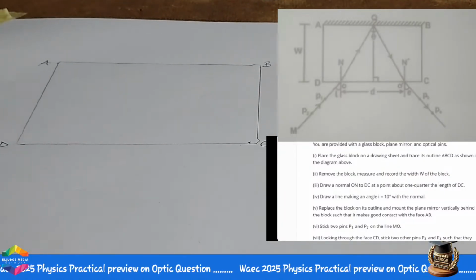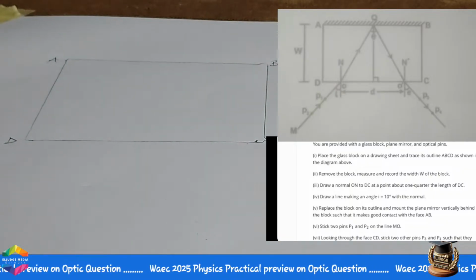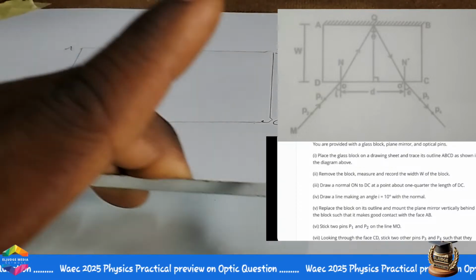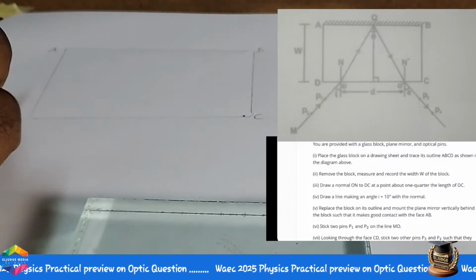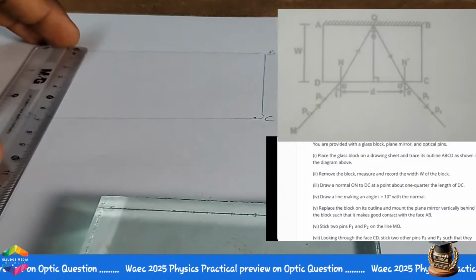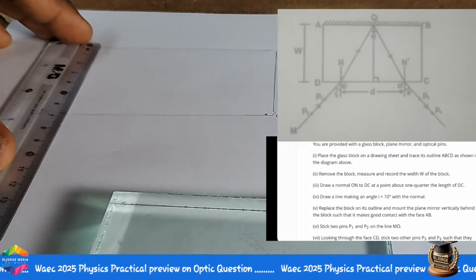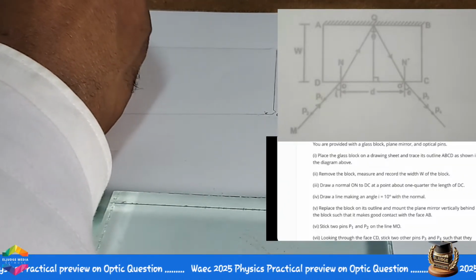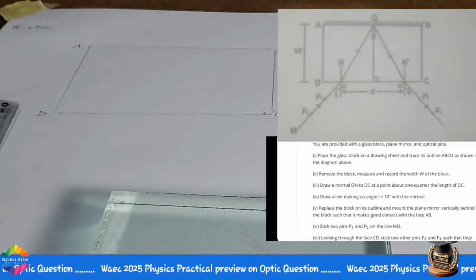Now the next instruction. Everything in physics practical is just following the instructions given. Remove the glass block. I've done that. Measure and record the width W of the block. You can see that the width W is the side AD. So I'm going to take this and measure, and this is giving me 6.7. So W is 6.7 centimeters. I've measured that.